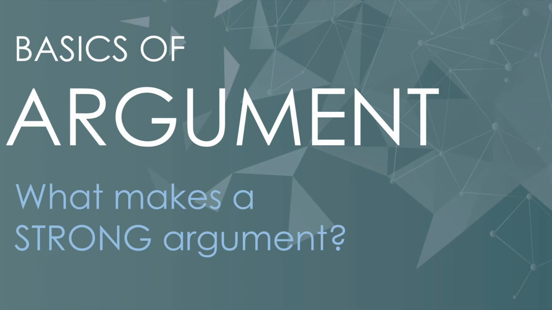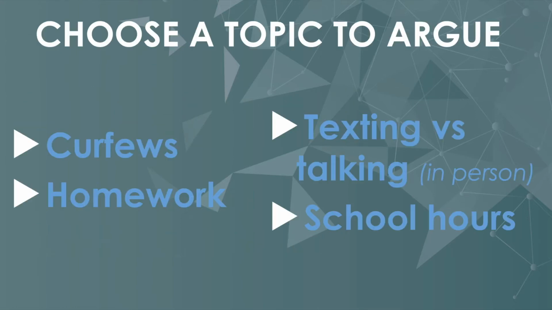Before we do anything else, go ahead and keep on the top of your page there and take a look at the top right-hand corner of your page. There's a section that says topic, and there's a line, and you're going to write one of these topics at the top. I want there to be a pretty balanced group in the classroom right now. So I'm really going to try to limit it to only like 10 people maximum per topic to argue between: curfews, homework, texting versus talking, and school hours.